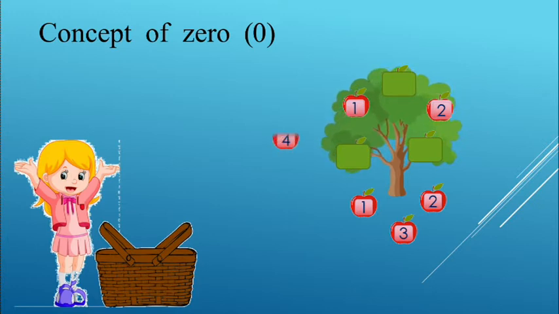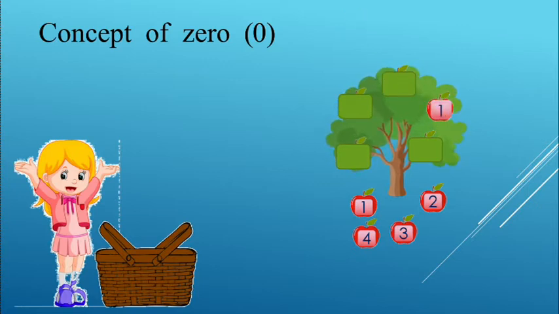Now one more apple fell down off the tree. So we have 1 apple on the tree. Now this apple also fell down off the tree. So can you see any apples on the tree? Yes, there are no apples on the tree. So it is said to be 0. So there are 0 apples on the tree.